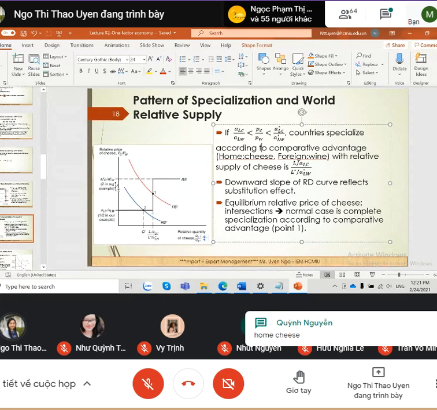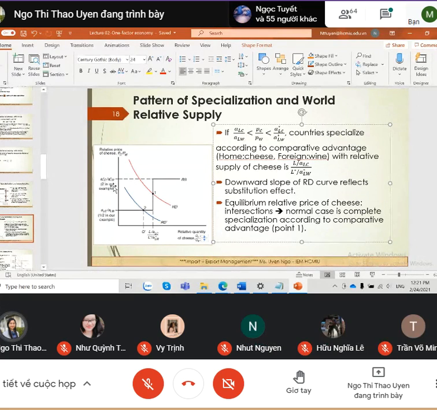So in this area, we have trade. The relative quantity that they trade is the relative quantity of total cheese divided by total quantity of wine.